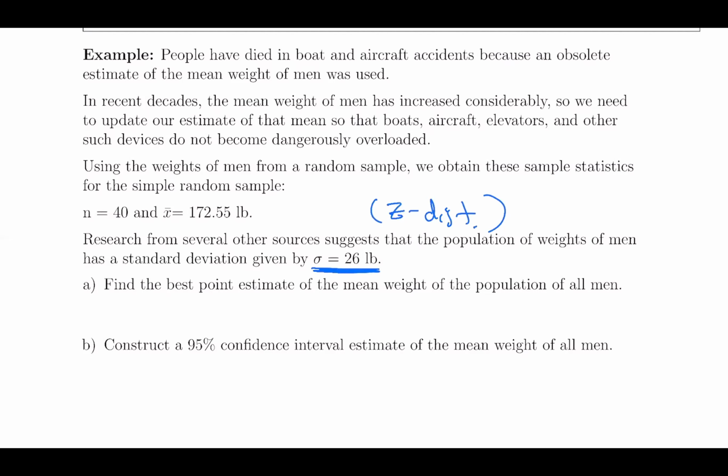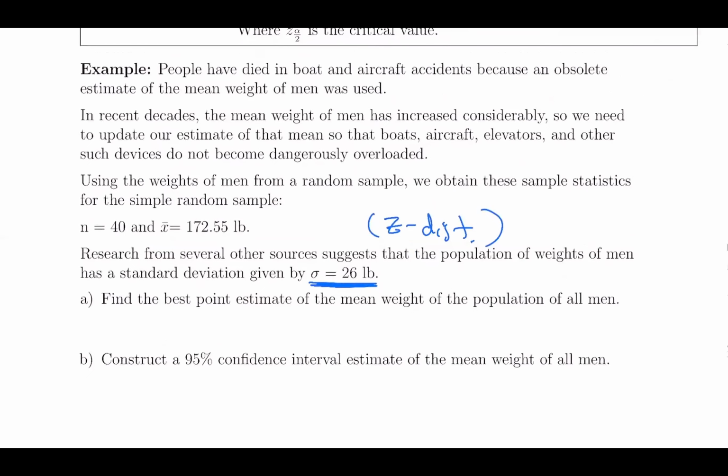All right, let's do part A. Part A says find the best point estimate of the mean weight of the population of all men. For this one, we'll say X bar is equal to 172.55. And that's it for A, because for A they just want the best point estimate of the mean weight of the population of all men.